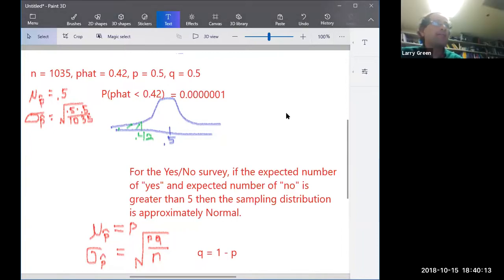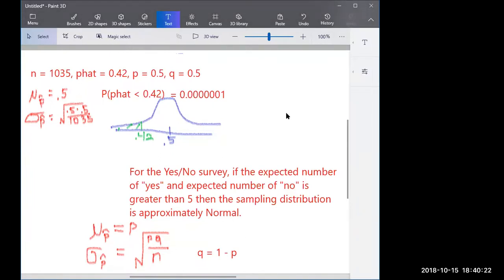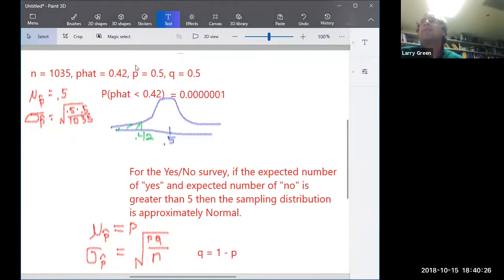What was our one assumption that we had, by the way? That the population was 50%. So what that says is it's probably not true. You see that? This is how we use the central limit theorem.